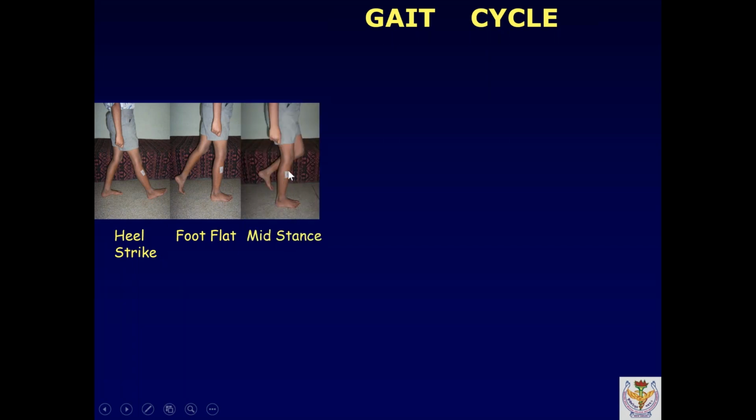Mid stance is also known as single limb stance. This is the point where the entire body weight is borne on one limb, and the other limb is now in the swing phase, so it is off the floor, off the ground. This is the only time where the entire body weight is on one limb. Otherwise, during the rest of the stance phase, the heel or the foot is touching the ground.